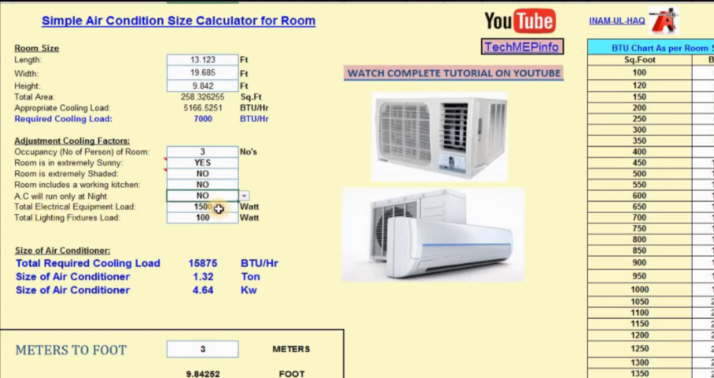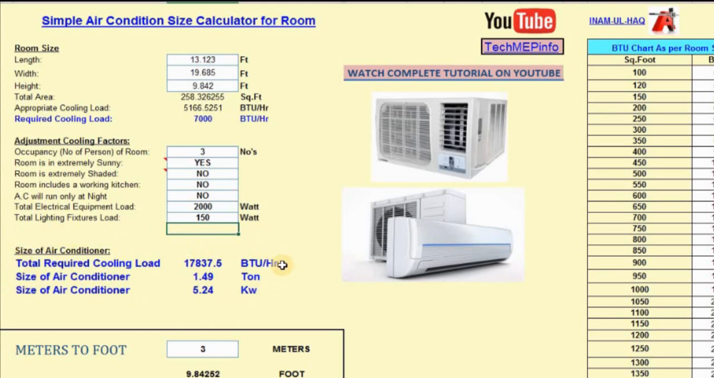Total electrical equipment: if you know how many watts of equipment you have in this room, enter it. If you don't understand how many electrical equipment and watts you have, because a normal person cannot easily know this, just leave it at 1500 or make it 2000. 1500 to 2000 is normal. Total light fixtures load: if you have normal light fixtures, it is 100 watts. If you have heavy lights in your room, make it 150 or 200, or anything else.